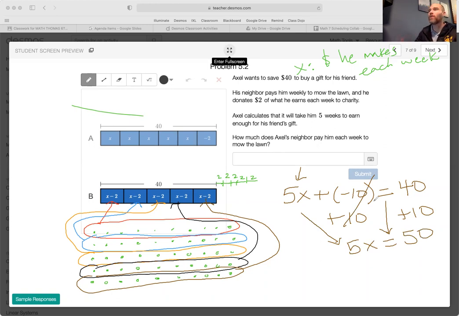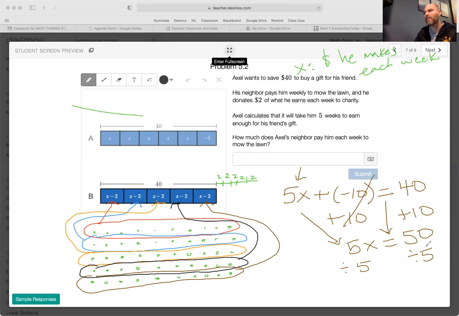Now I'm going to use another inverse operation. I look at what's happening in the equation, and I see that this is a multiplication. 5 next to x means 5 times x. I undo multiplication with division. So I'll divide by 5 here, and I'll divide by 5 here.